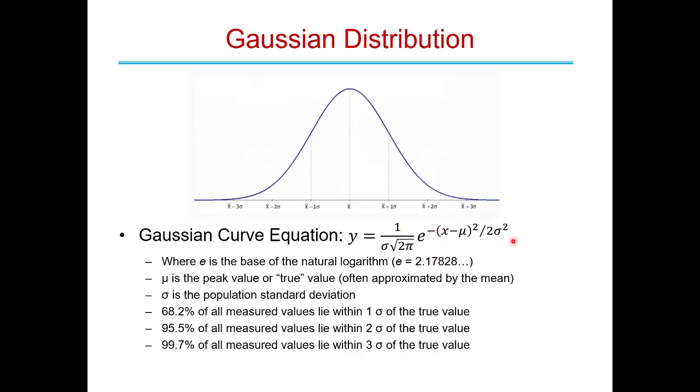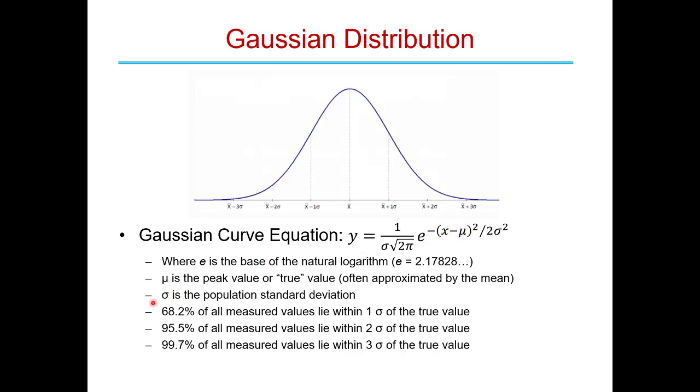All right, so this function involves the exponential function. So e right here is this special number. It's an irrational number like pi. It's called Euler's number, and it's the base of the natural logarithm, and it equals this. So like pi, it's a decimal that just keeps on going and never repeats and never terminates. So that's Euler's number. Mu, again, is the true value.